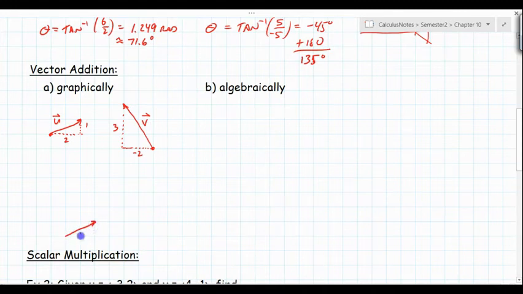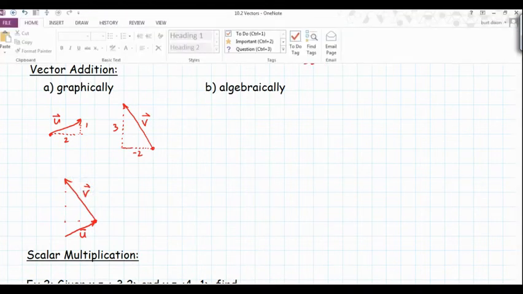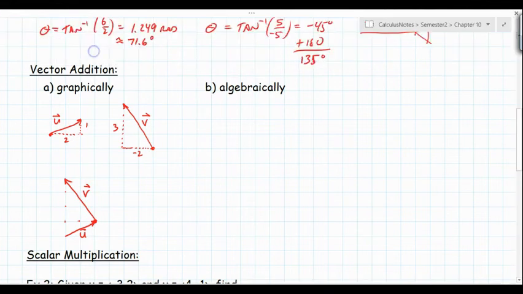So here's vector u. And then vector v is going to go 2 units to the left. So I start at the end of vector u to start vector v. So I'm going to go 2 units to the left and 3 units up. There's vector v. So see, I connect them head to tail. And then my resultant is the vector that starts at the beginning of u and goes to the end of v. Okay, so that is called the resultant vector. That's what you get when you add two vectors together.